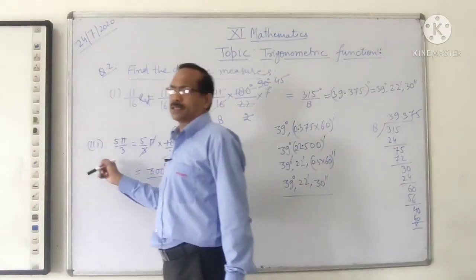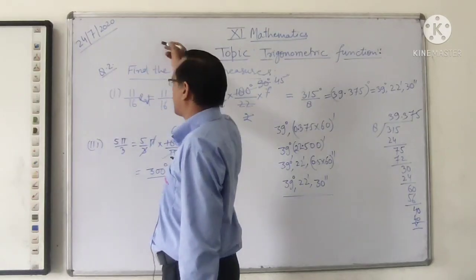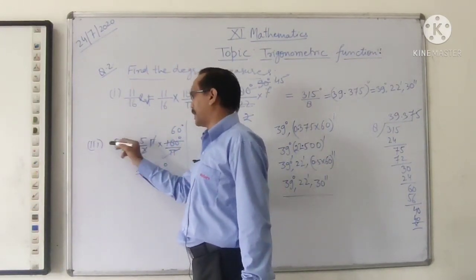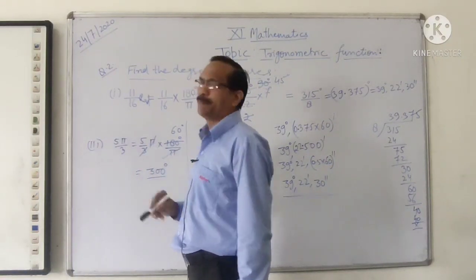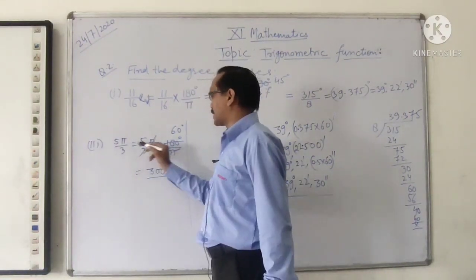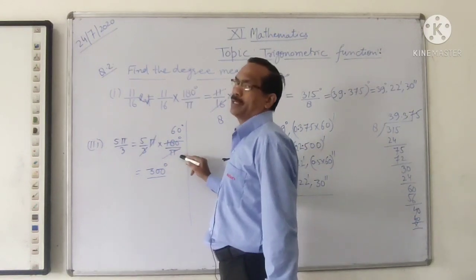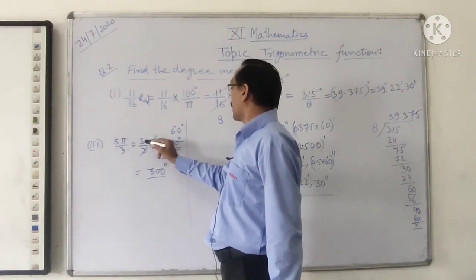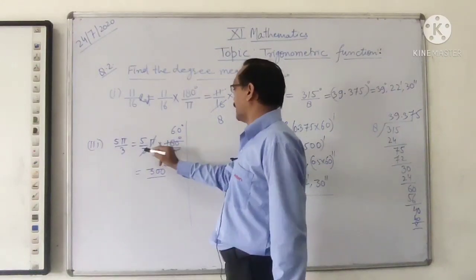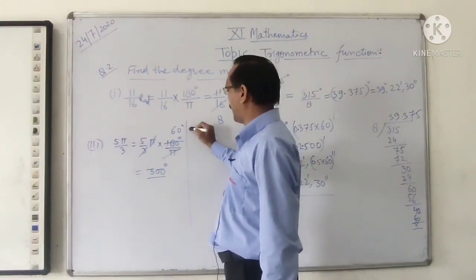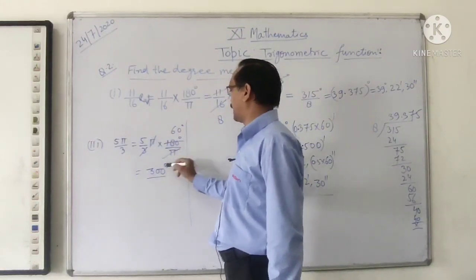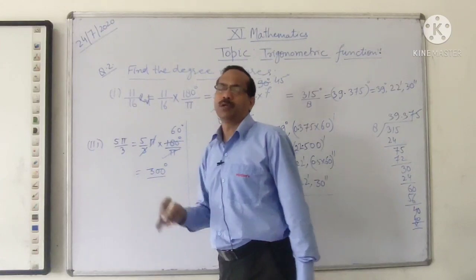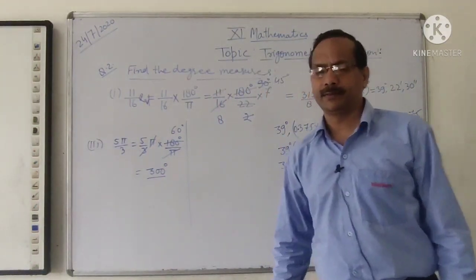Now let's come to the third part. The second part is the same as the first part. In the third part, the number given is 5 pi upon 3. Now we will multiply this number by 180 degree upon pi. Then pi cancels, so it is 5 upon 3 into 180, 3 6 is 18. So 5 into 60 equals 300 degree. So 5 pi upon 3 equals 300 degree.